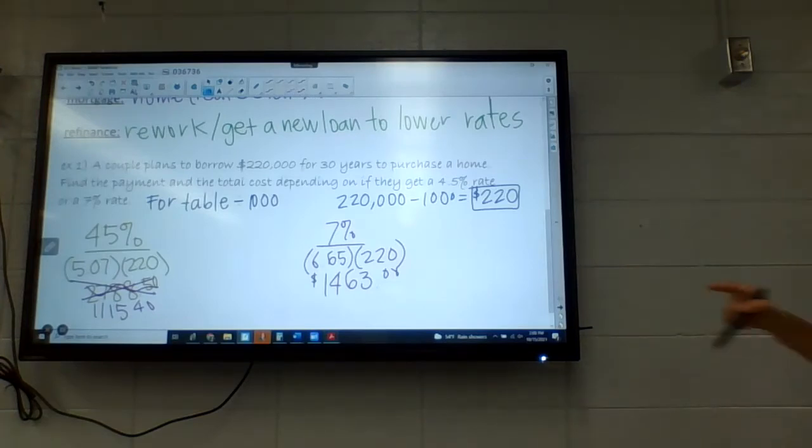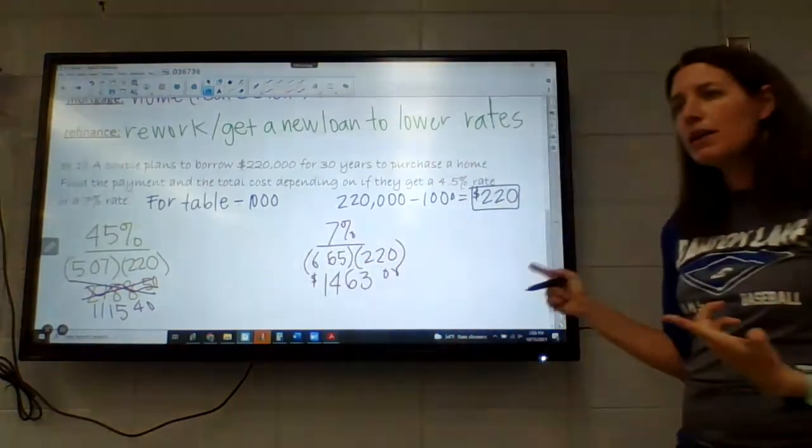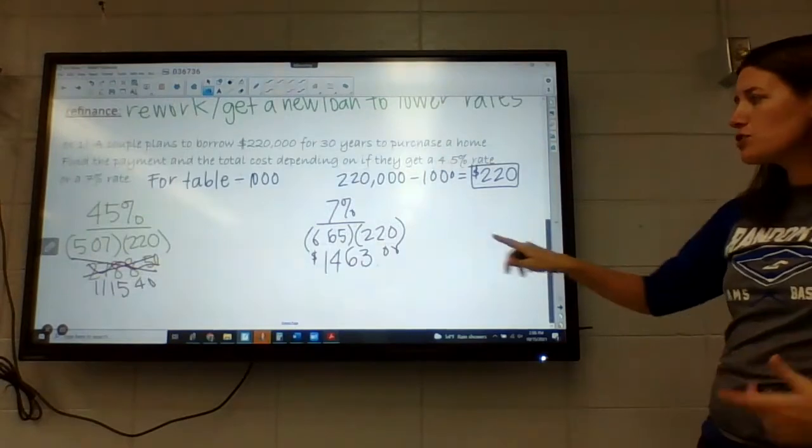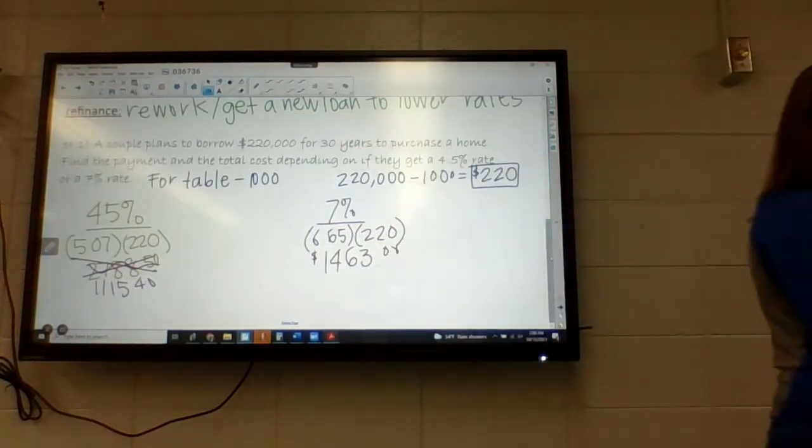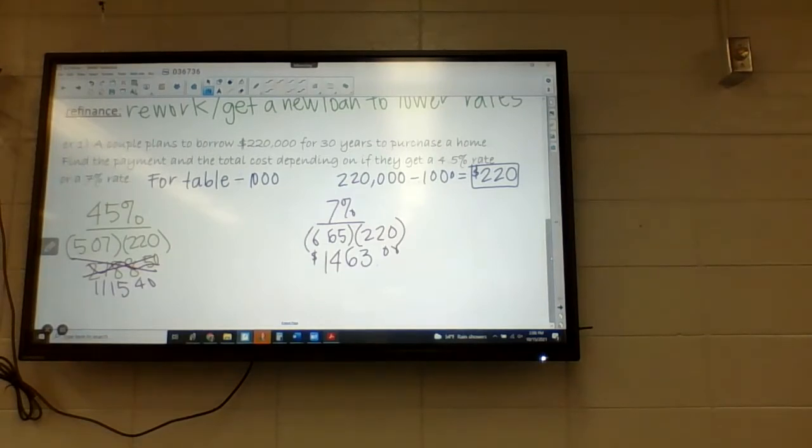So these are our monthly payments. What we want to do is figure out how much more this person actually pays for their house. That's $220,000 over the course of 30 years. So I'm trying to show you guys how important those interest rates are.